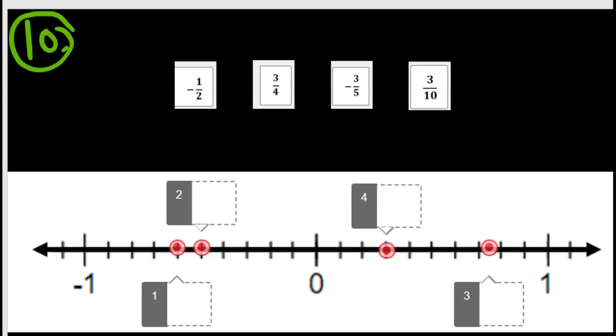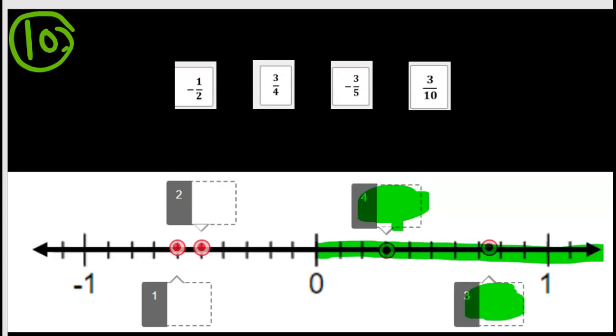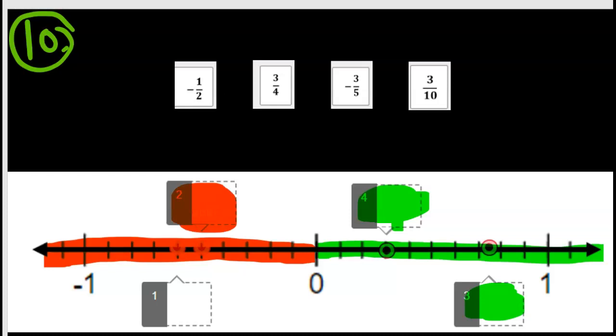This one is not as bad as it looks. Not as bad as it looks at all. Okay. All right. So, for example, anything that's greater than zero over here is going to be positive. So whatever this is positive, whatever this is positive. Anything to the left of zero is going to be negative. This is negative, this is negative.